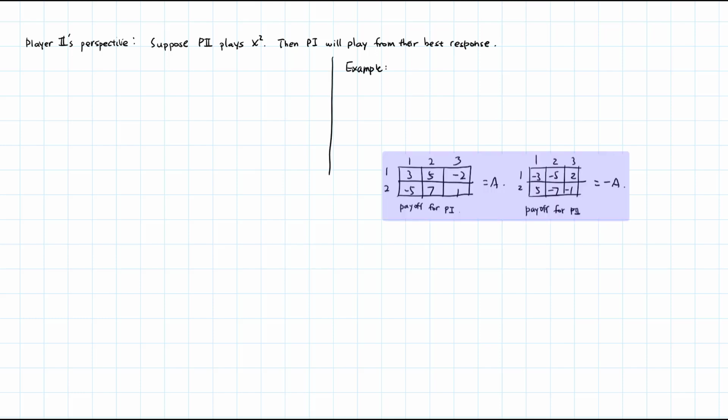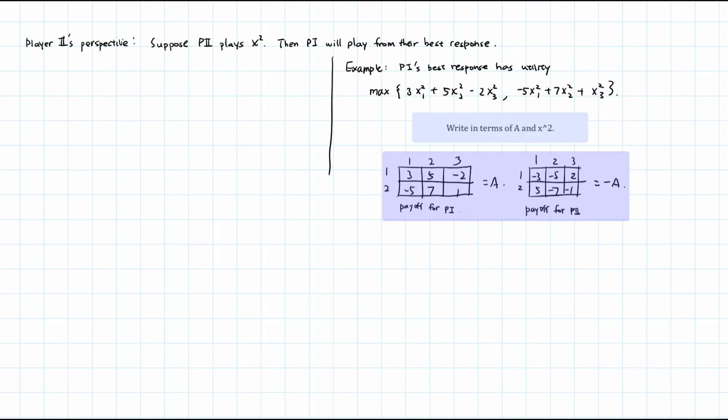We now look at player 2's perspective and apply a similar argument here. Suppose player 2 plays x2. Then, player 1 would play their own best response. In our example here, player 1's best response has this utility, which is the maximum of these 2 expected utilities. Now, can you express this in terms of the matrix and the vector x2?